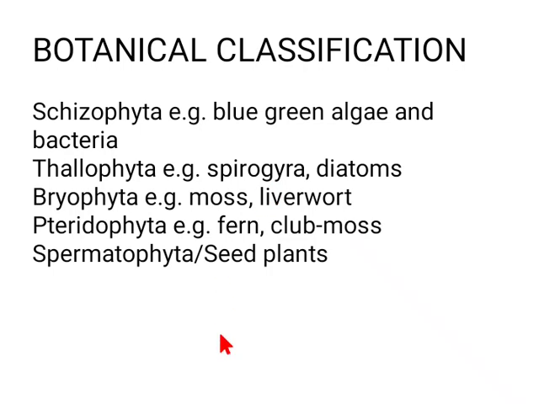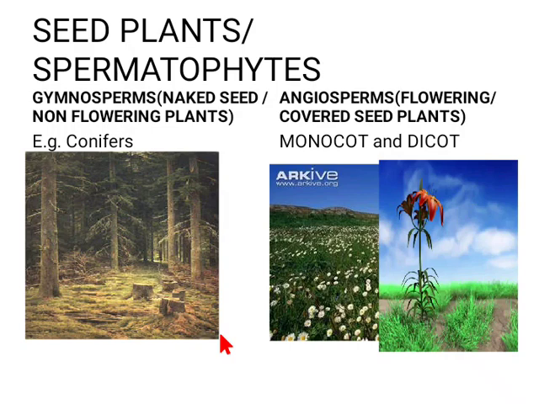When you talk about botanical classification, we are talking about schizophyta, thallophyta, bryophyta, pteridophyta, and spermatophyta. That means we can botanically classify plants into those groups. Schizophyta are blue-green algae, thallophyta are spirogyra, bryophyta are moss, pteridophyta are fern, and spermatophyta we can also call seed plants. That is where we are going to emphasize today.